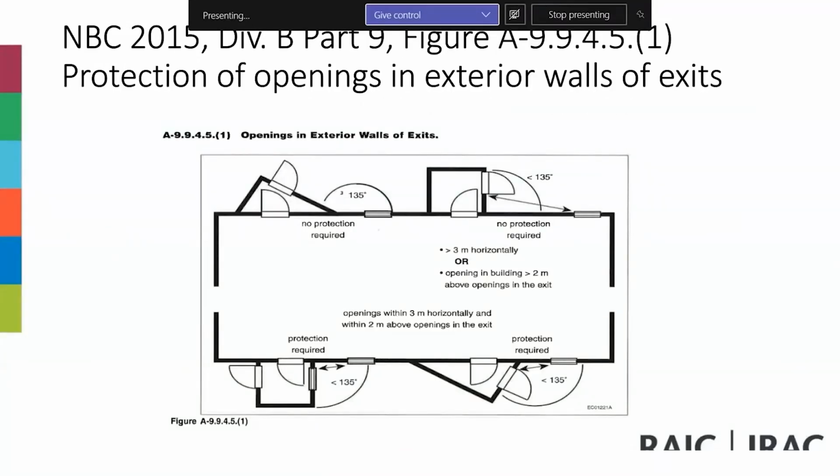Here, this is a note. It's an illustration of openings of exterior walls of exits, and you need to protect them. So the protection is where it is required and where it's not required. So if it's the distance here, you will see this.